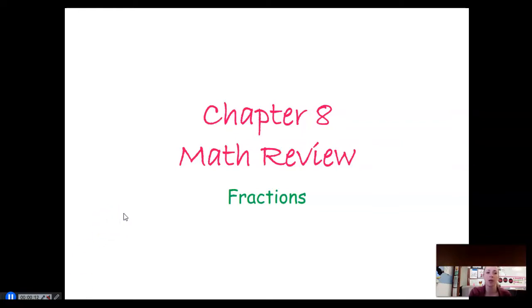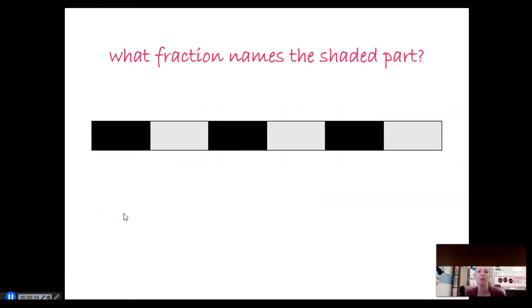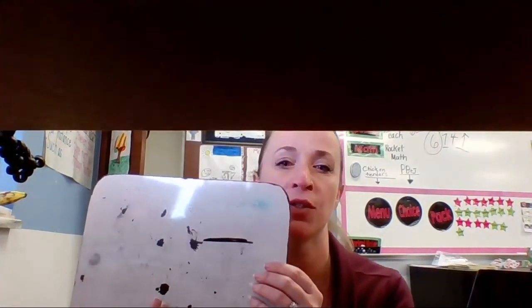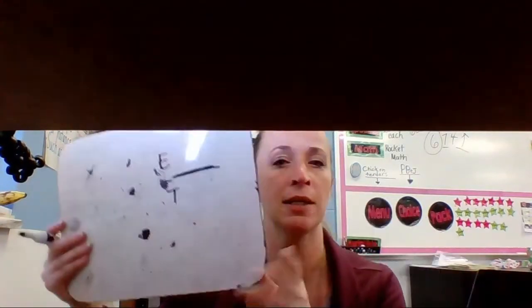Let's get started. So our first question says, what fraction names the shaded part? On your board or your piece of paper, you're going to write the fraction that names the shaded part, please. The shaded part is black. If you were sitting in my classroom right now, you needed to have a fraction line because we are writing fractions. At the top is an E, and at the bottom it is a T.